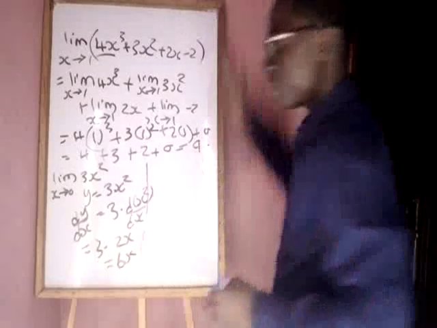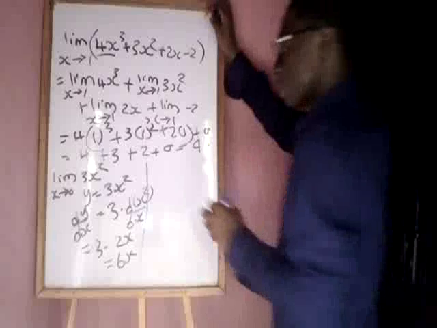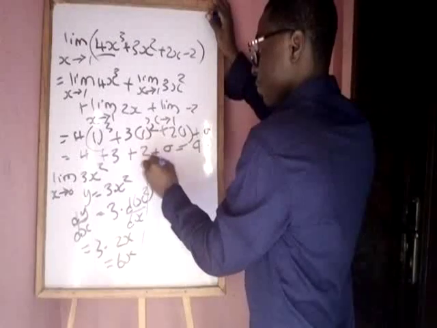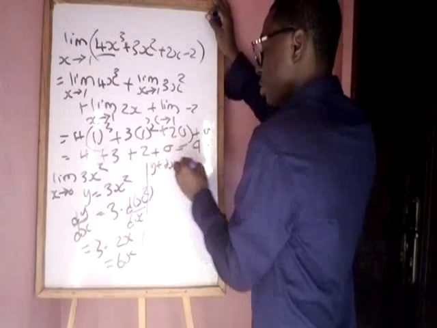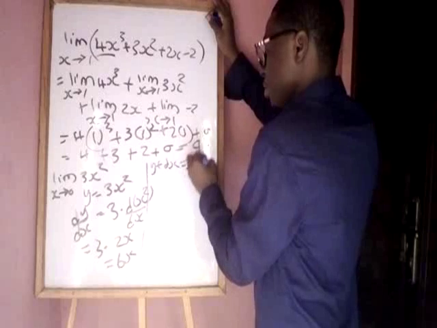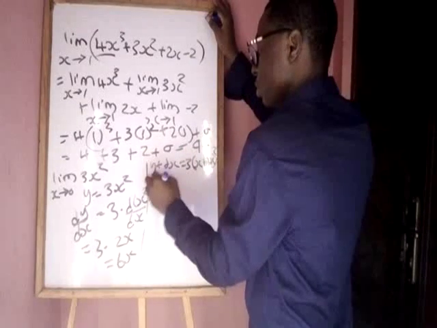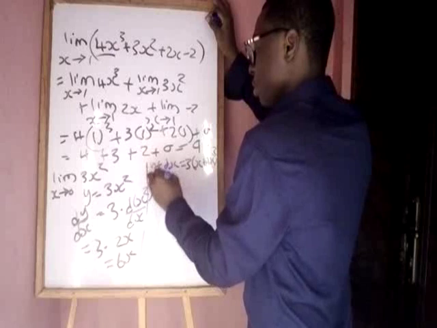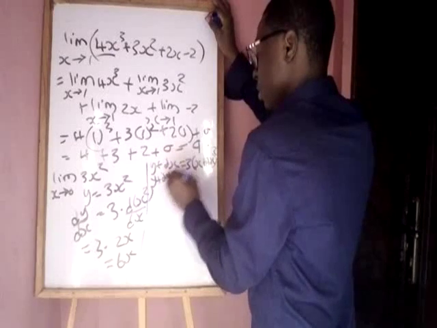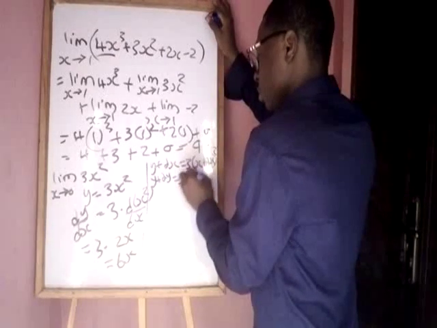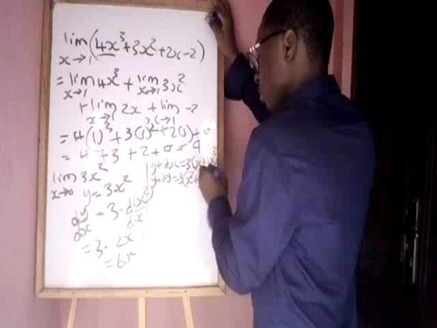But from first principles, we have to take it slowly. That will equal y plus change in y is equal to 3 times (x plus change in x) squared. That y plus change in y equals 3 times x squared plus 2x change in x plus change in x squared.